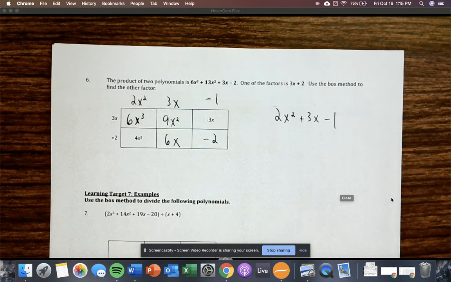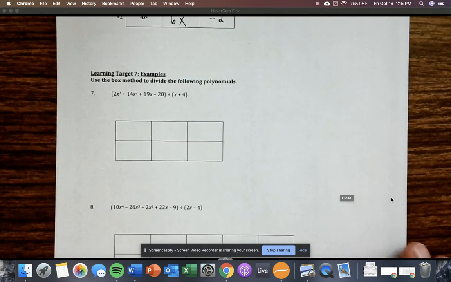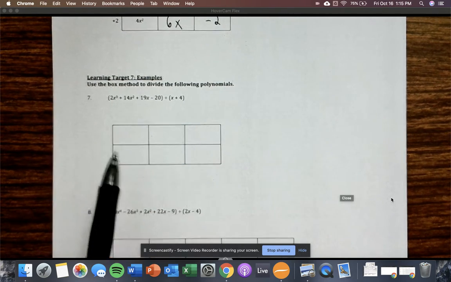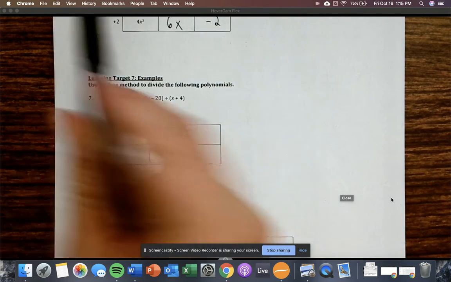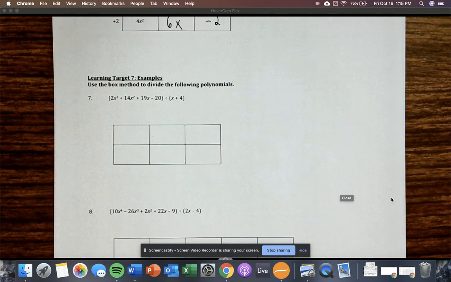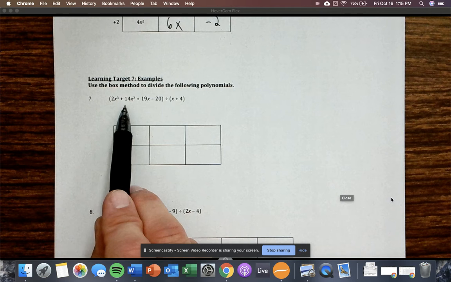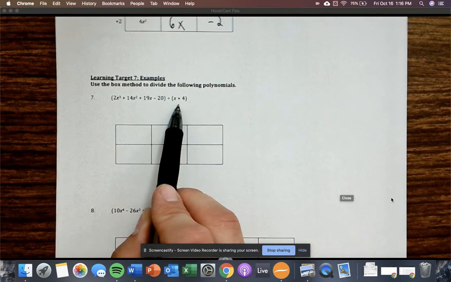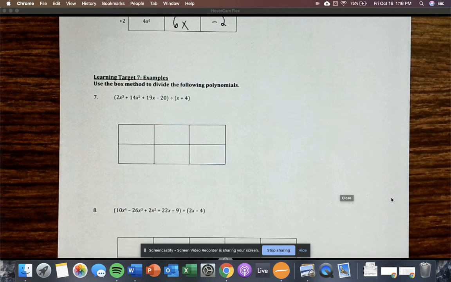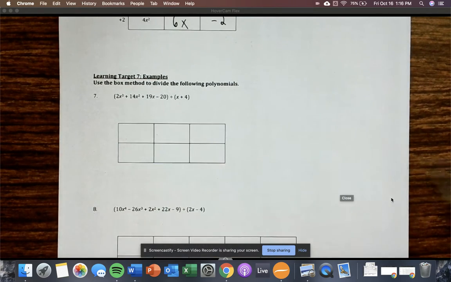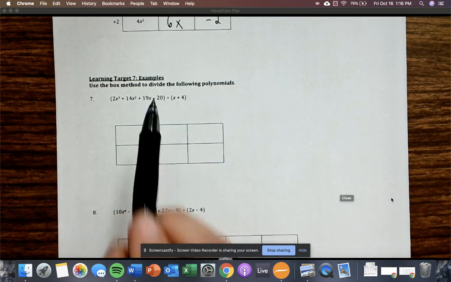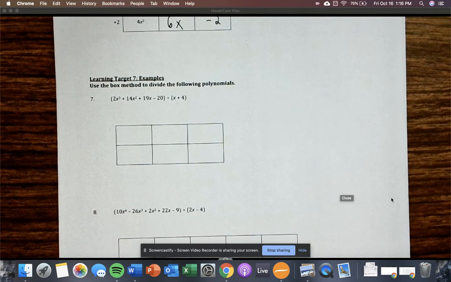Now this is pretty similar to how we do numbers 7 and 8 because we're dividing here. Think of dividing as the same as number 6 and number 5, right? Because it's just kind of multiplying but backwards. So we're dividing 2x cubed plus 14x squared plus 19x minus 20 divided by x plus 4. So what it's saying is that x plus 4 times something is this polynomial right here. So we got to figure out what is that something.